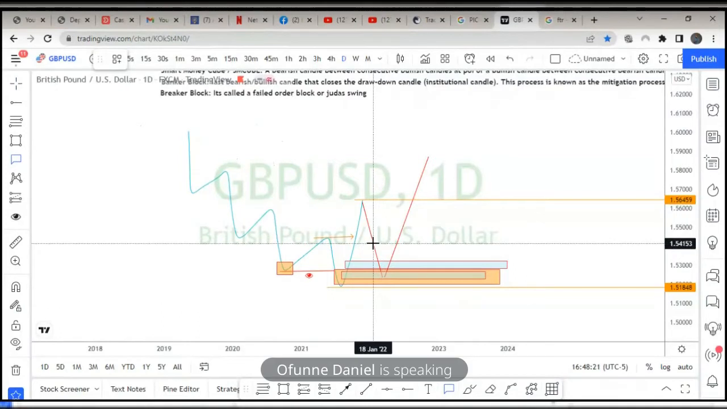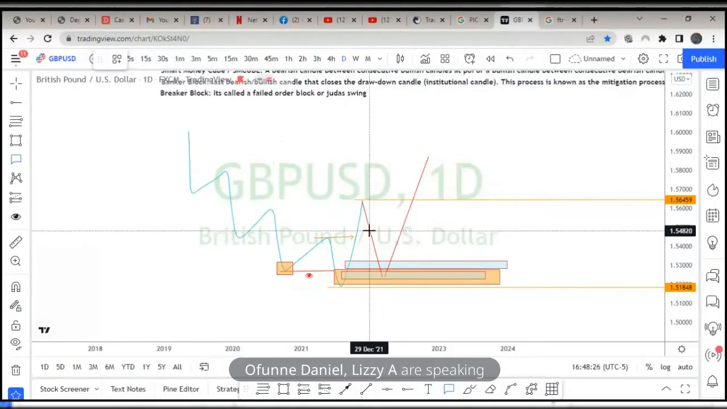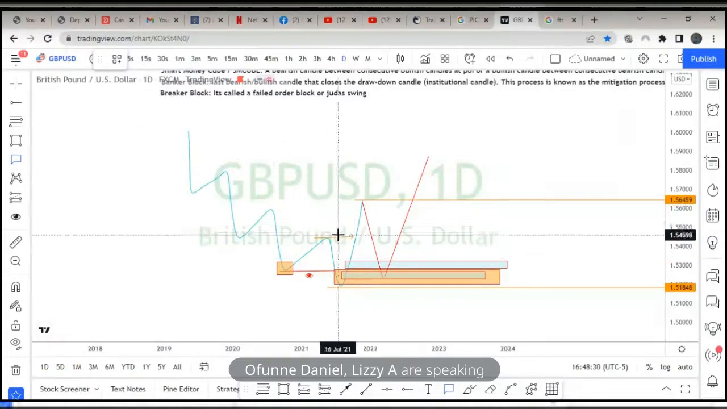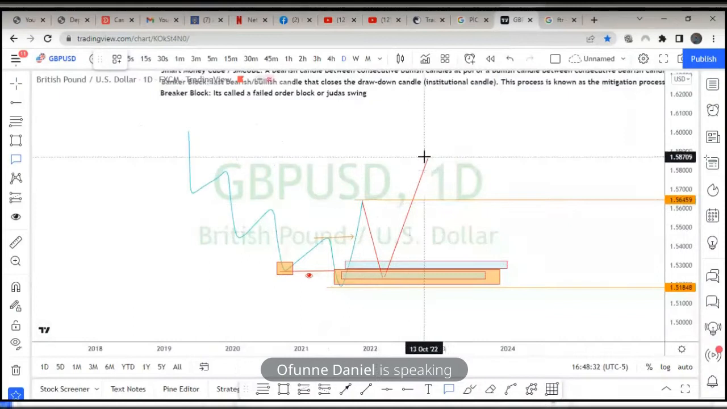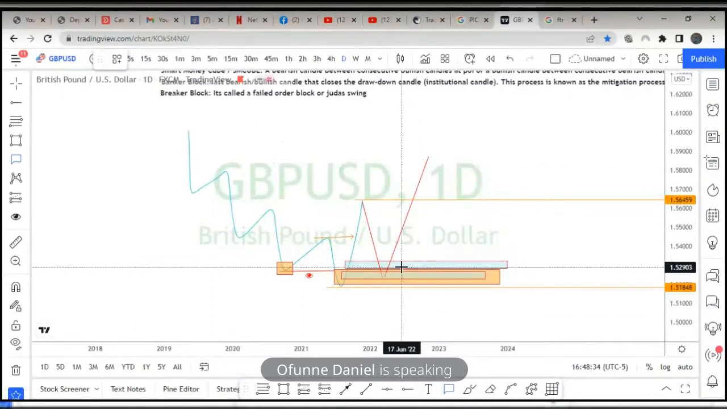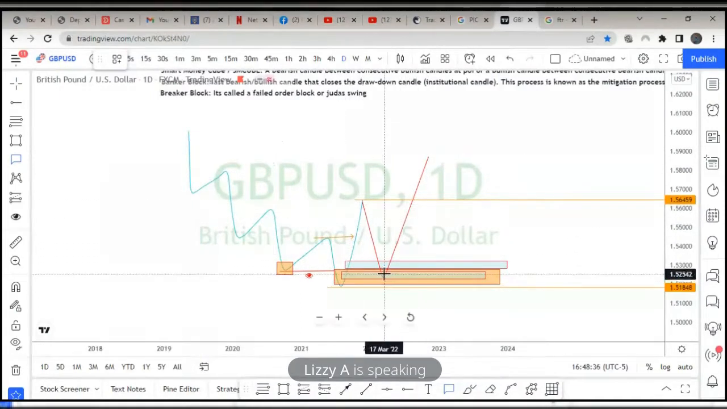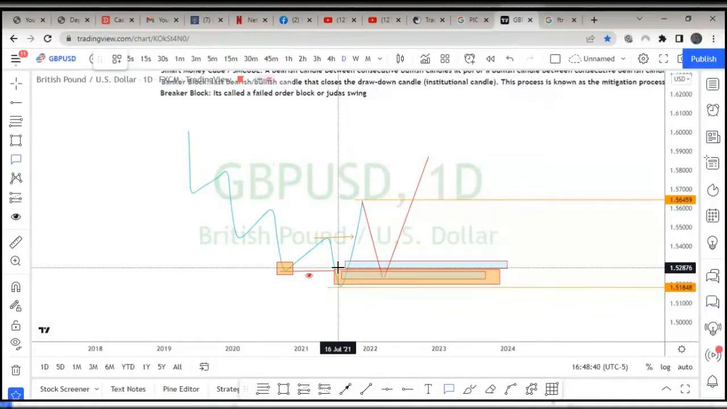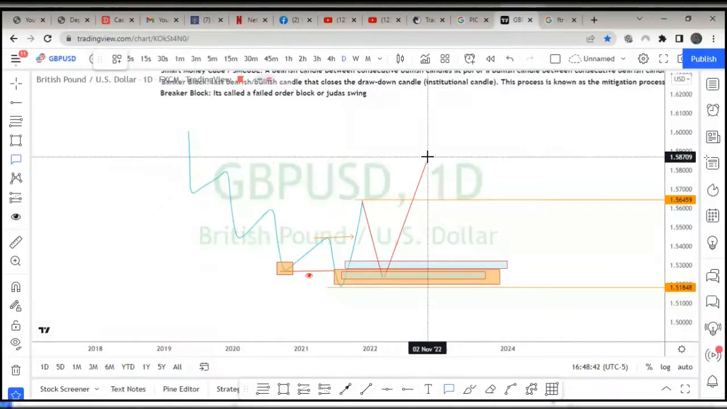Pertaining to the banker's block, can it be violated? And if it is violated, can it also function as a point of interest when it's returning? Like I said, your banker block is your point of interest. Just ensure that a new high or low is created.